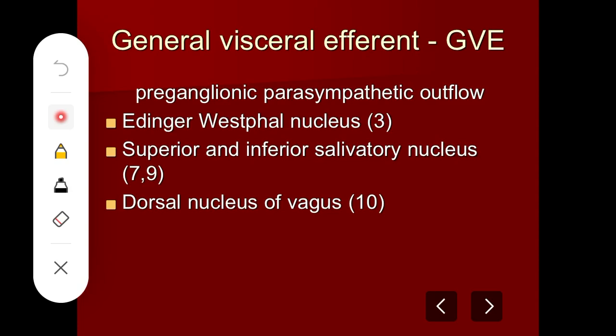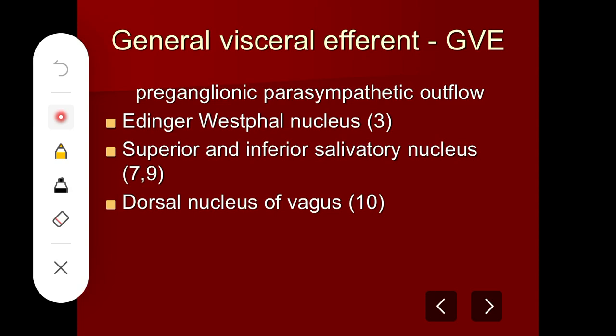Edinger-Westphal nucleus means it is connected with the oculomotor nerve, the third nerve. So from there you find that the nucleus is present in the midbrain. From there, via the oculomotor nerve, the preganglionic fibers will come and relay in which ganglion? Do you remember? It is the ciliary ganglion.